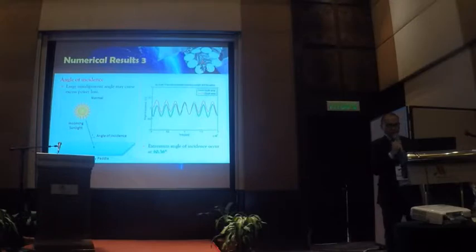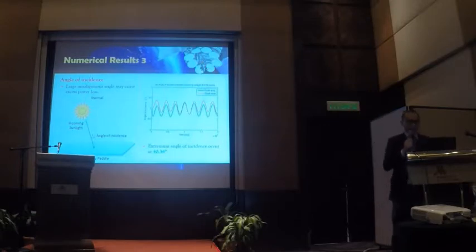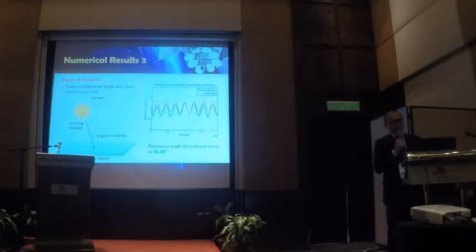The third result shows the angle of incidence between the incoming sunlight and the solar array. We need to keep the angle of incidence small because a large misalignment angle may cause excessive power loss. From here, you can see the extremum angle of incidence occurs around plus minus 0.36 degree.